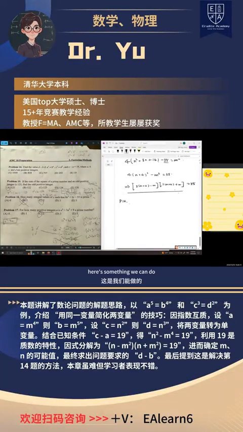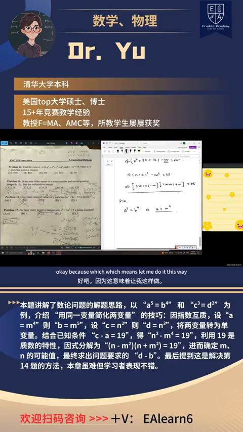Here's something we can do. It's a neat trick. If a to the power 5 equals b to the power 4, notice that 5 and 4 don't have any common factor. So the only way a to the power 5 can equal something to the power 4 is that a must equal something to the power 4.